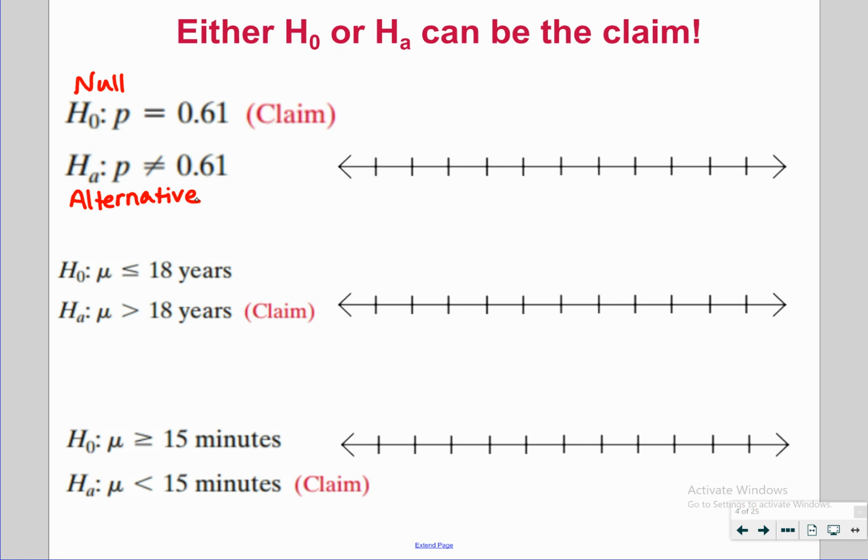Now what that looks like on a number line: H sub 0 would be a single point at 0.61. And H sub a, my alternative, would be everything else, above it and below it. Everything except that specific value.